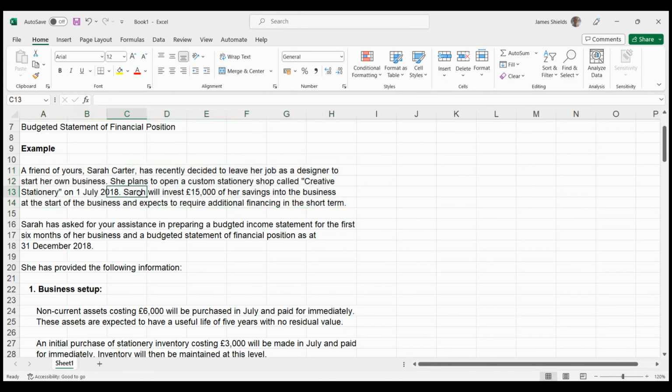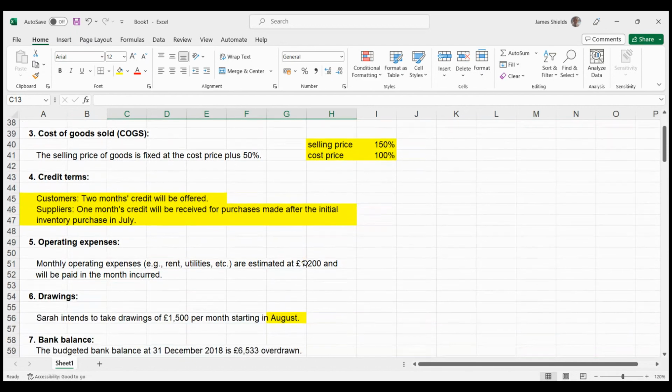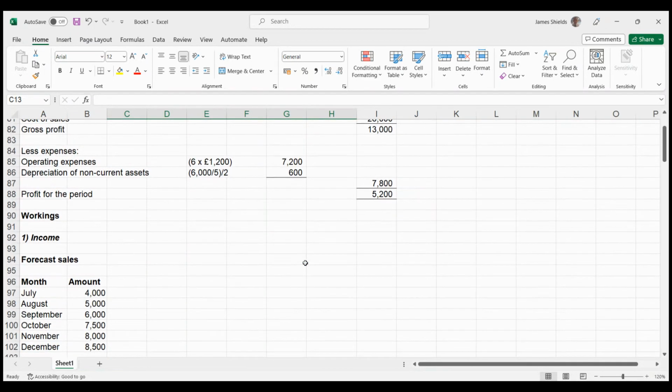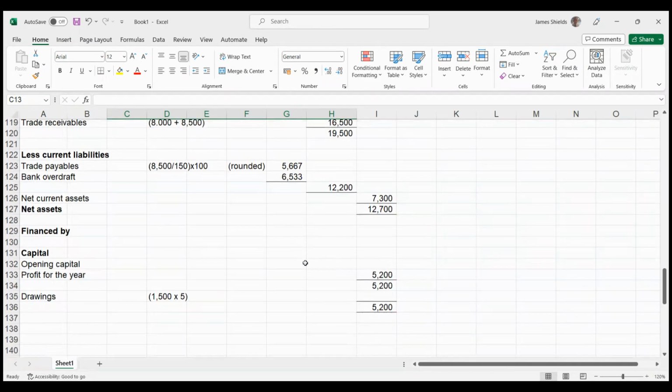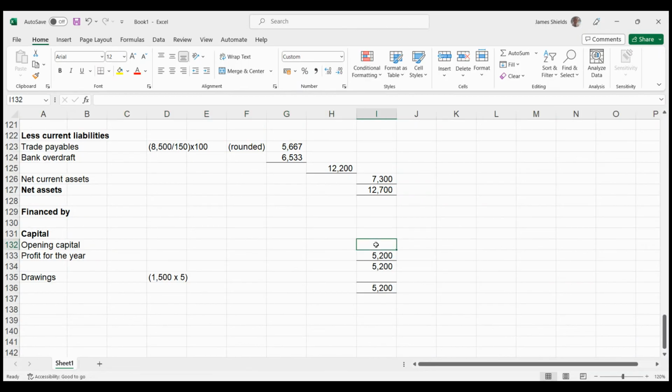So Sarah will invest £15,000 of her savings into the business at the start of the business. So she invests at the start of the business. If it's at the start of the business, that's your opening capital. So your opening capital is going to be £15,000. So let's go down to the bottom of the statement of financial position. So opening capital is £15,000.